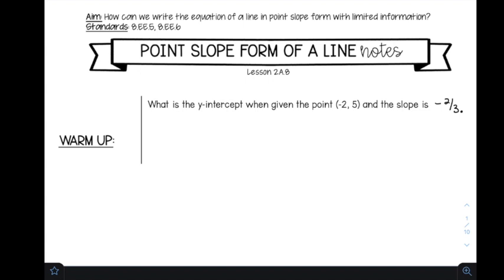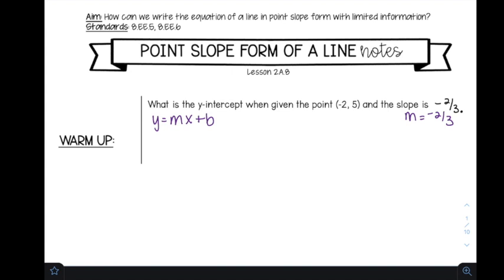So just to warm you up, just to remind you of what we were doing beforehand, the question is going to be, what is the y-intercept when given the point -2, 5 and the slope is -2/3? So you already know your y equals mx plus b, your equation of a line. You know certain points and you know your slope. So you already know what your m is going to equal, -2/3. So what you're going to do is substitute those values in like we've been doing to solve for your b value, your y-intercept.